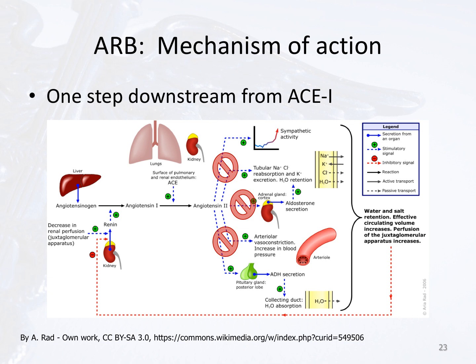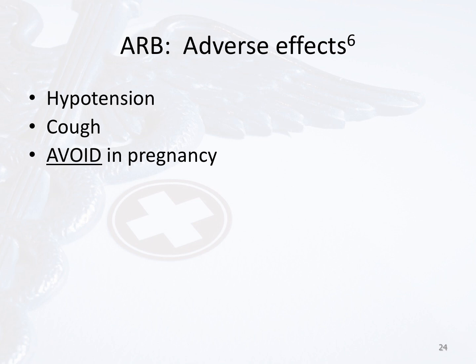Angiotensin receptor blockers function in a similar pathway as the ACE inhibitors, but they're one step downstream from ACE inhibitors. So they also decrease aldosterone, decrease the quantity of antidiuretic hormone, and promote vasodilation. Adverse effects are similar again.